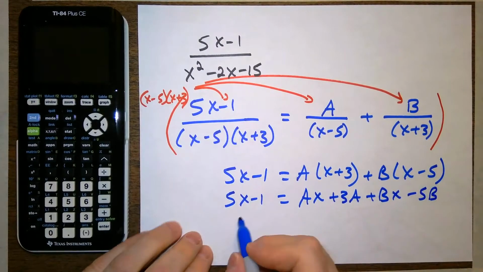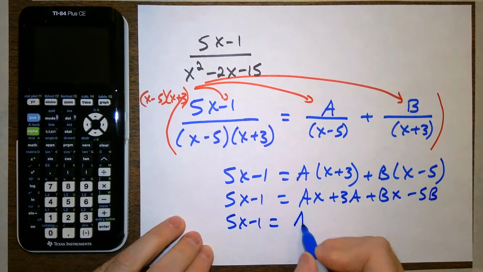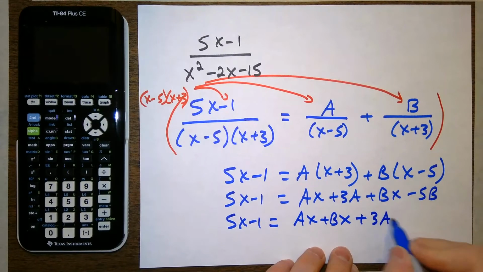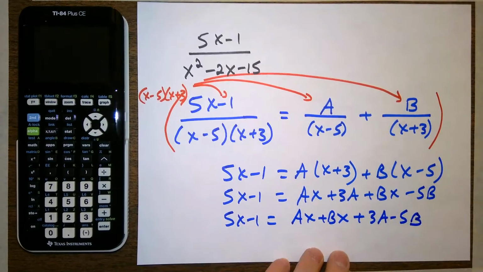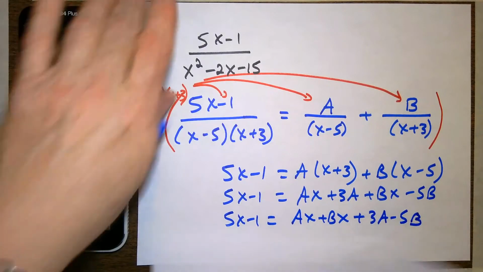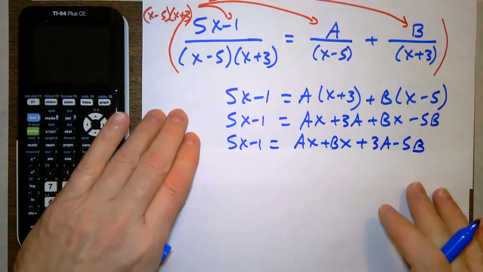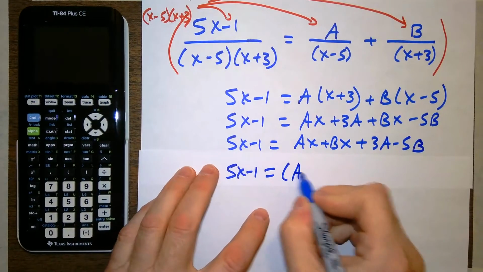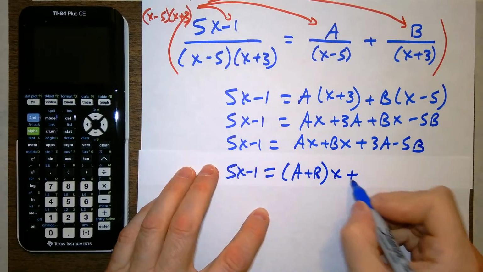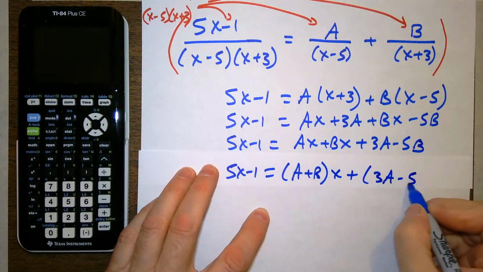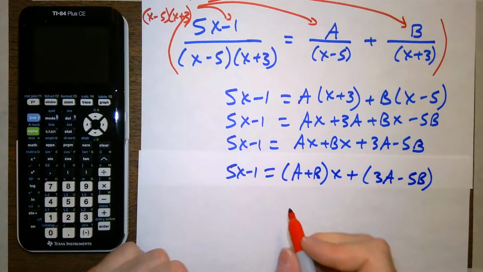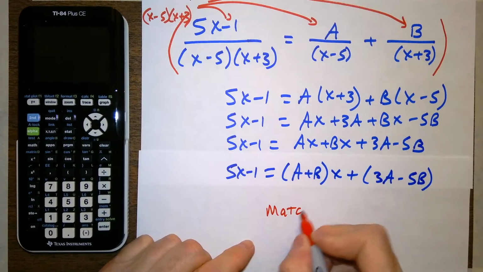I'm going to group the x terms together. 5x minus 1 equals Ax plus Bx, and the ones that don't have any variables, 3A minus 5B. I'm going to factor. So I'm going to have 5x minus 1 equals A plus B times x plus 3A minus 5B. Now here comes the trick of it. What we're going to do is something called matching coefficients.